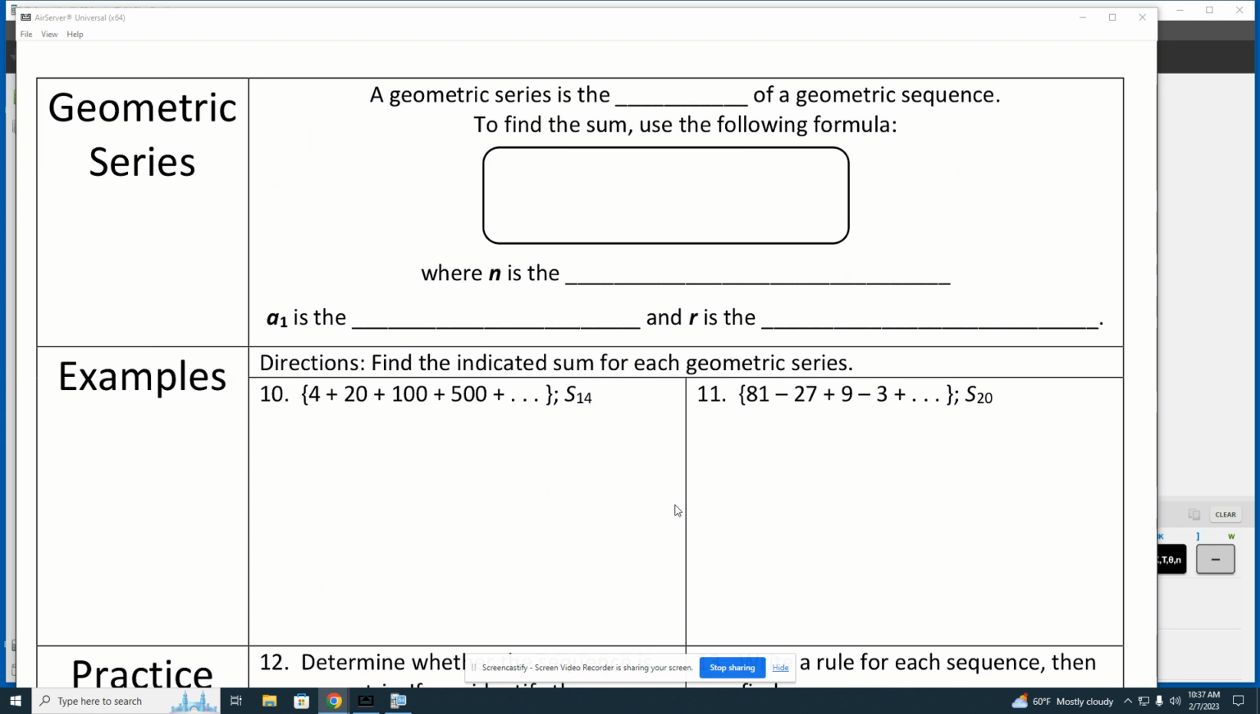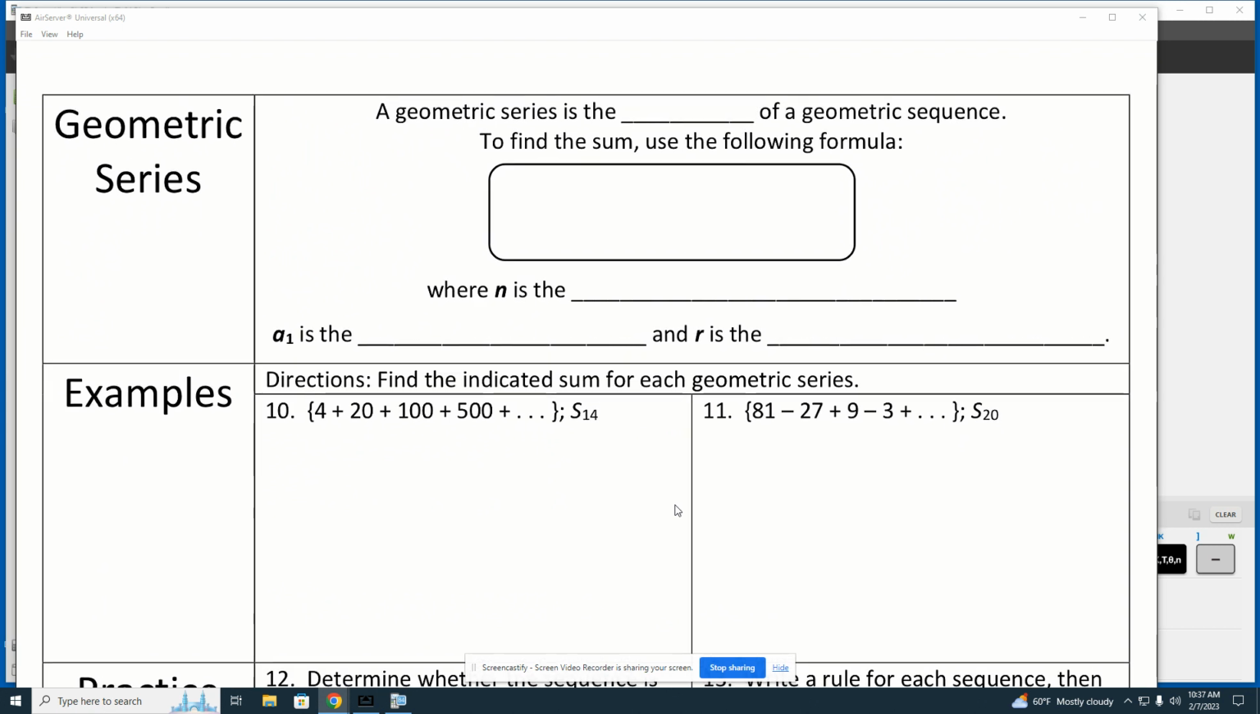However, I'm going to show you this equation, and I'll tell you why in a second. But a geometric series is, like we said with arithmetic series, a sum of a geometric sequence. And to find the sum, that means we're finding S sub n, right? So for example, if it was S sub 5 that we're finding, what that means is you're finding the first term, second term, third term, fourth term, and fifth term, and you're adding them all up. That's what this is about.